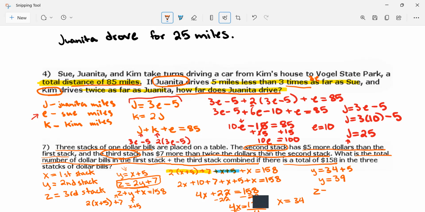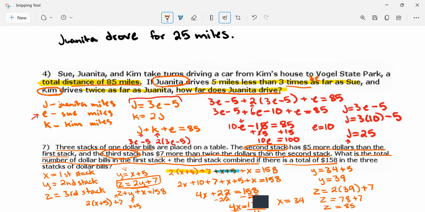Now that we know what y is, we can solve for z, which is the third stack. So z equals 2 times 39 plus 7. 2 times 39 is going to be 78. So that's going to be 78 plus 7 equals z. And that's going to be z equals 85. So now we know what the third and the first stack are. We can add them together, and that will be our answer.